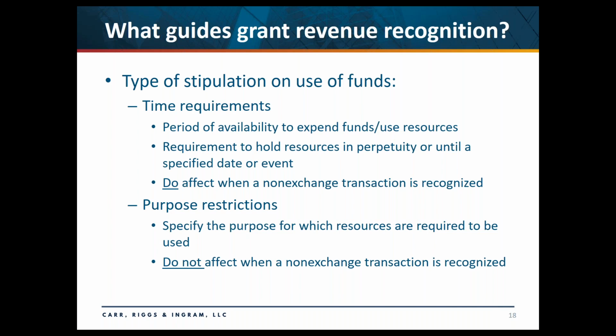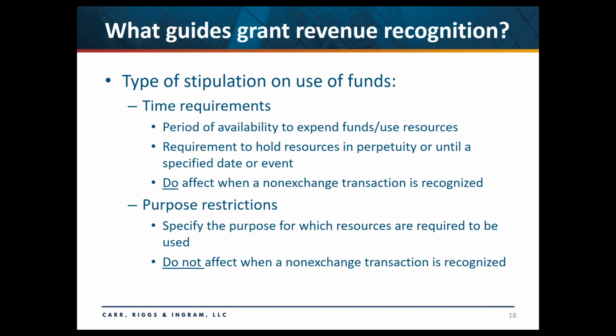A time requirement GASB considers to be an eligibility requirement. If you are not allowed to use the funds until October 1st, and your fiscal year ends September 30th, it doesn't matter whether you've been awarded a grant or got the cash in your bank account. You've not met the time requirement for eligibility. It's really your period of availability to use the funds. And so a time requirement does drive revenue recognition.